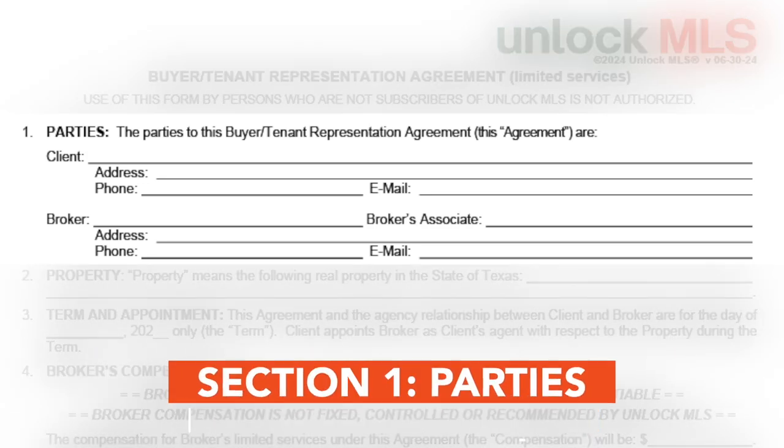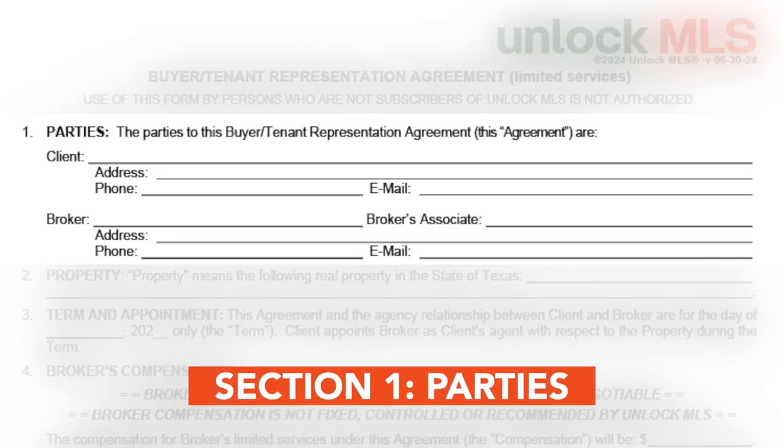The first section of the form is parties. Write down the client and broker names and addresses. Include phone numbers and email addresses.